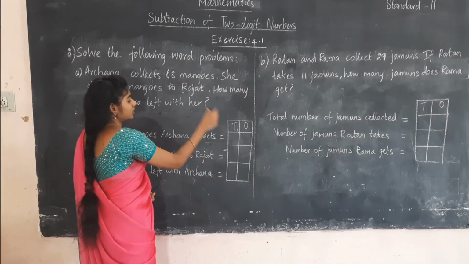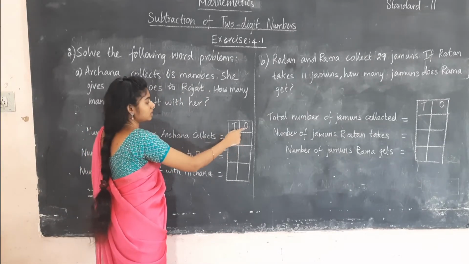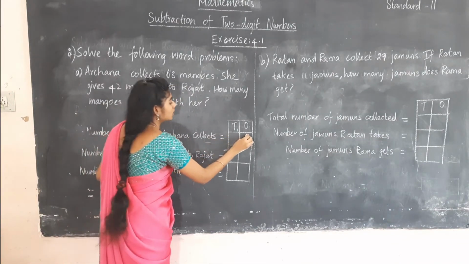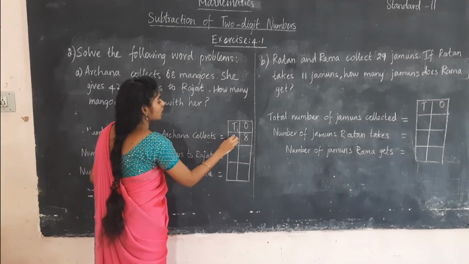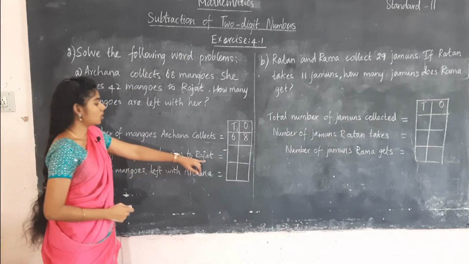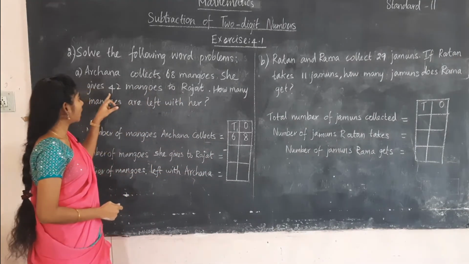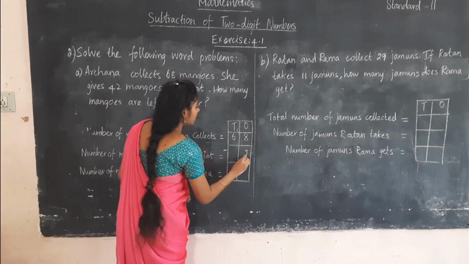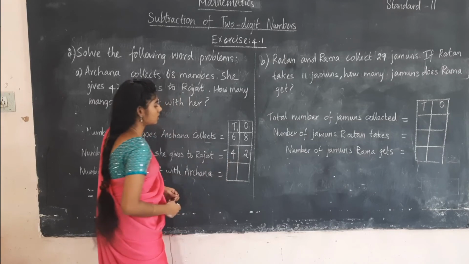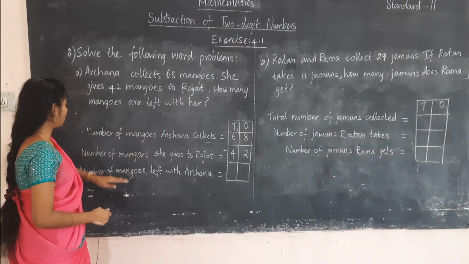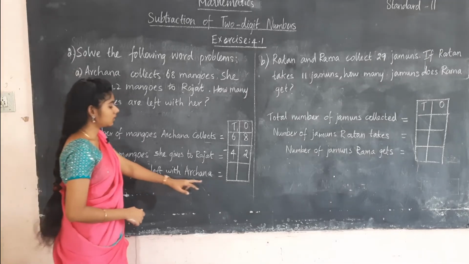You are going to fill that number in the places, the ones place and the tens place. In the ones place, what number is given? 8. In the tens place it is 6. So write 6 here. The next one is the number of mangoes she gives to Rajat. She gave 42, so write 2 in the ones place and 4 in the tens place. They asked to find how much is left with her, the number of mangoes left with Archana.